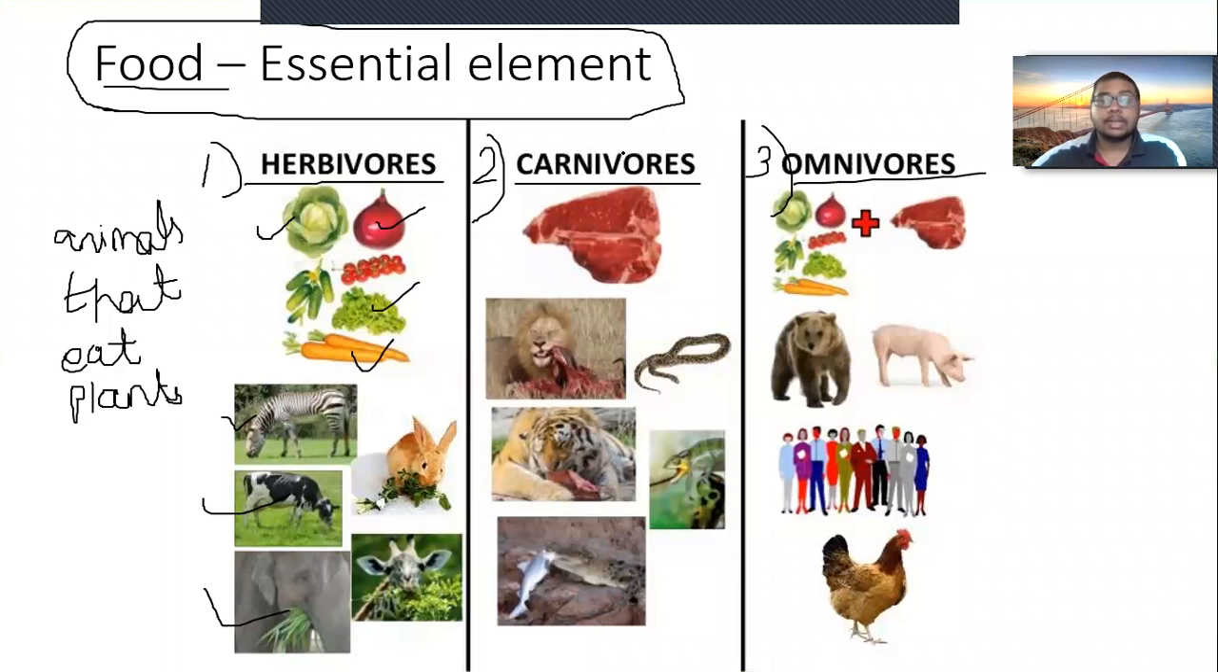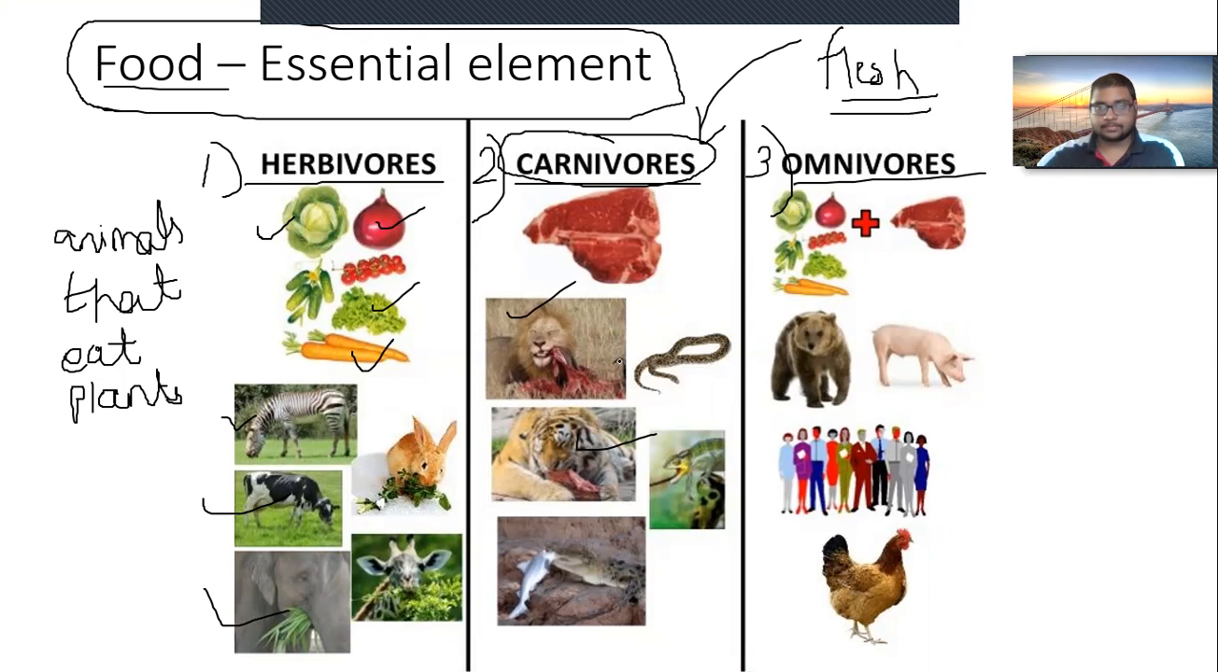Now the second is the carnivores. We have seen herbivores. Herbivore animals eat plants and plant-obtained food. Now carnivores. Oh, these are very scary animals. Carnivores eat other animals. For example, this is a lion. This is a tiger. They eat other animals. They eat flesh.